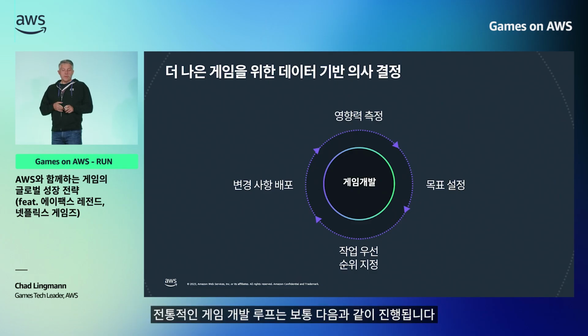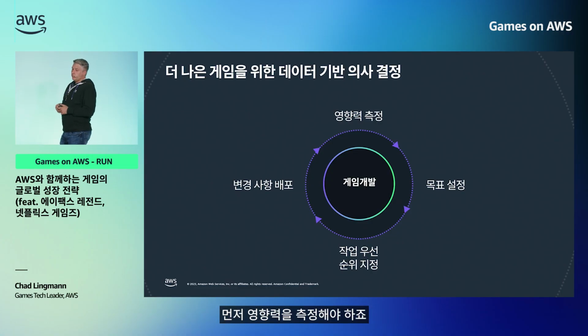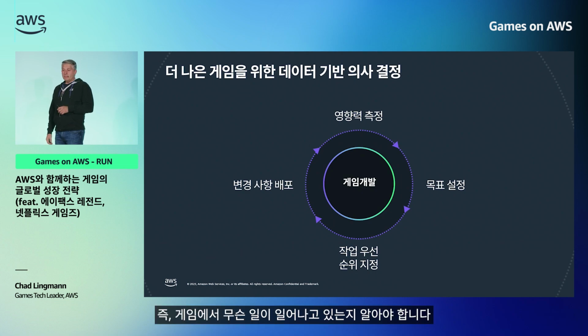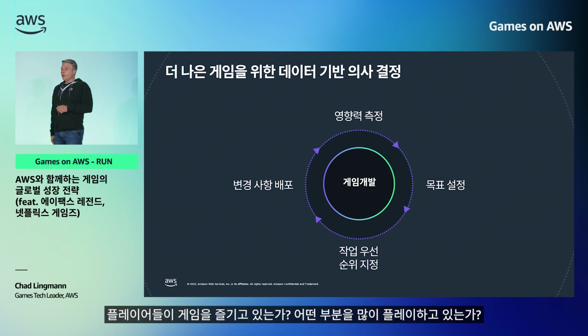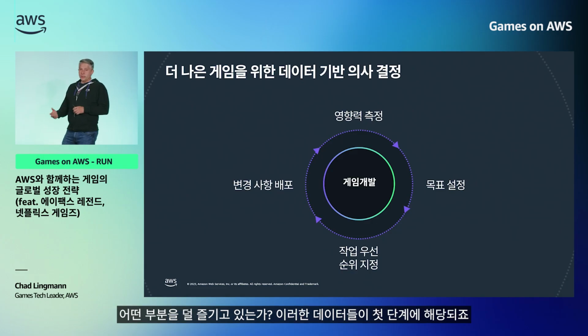A traditional game development loop may look something like this. First, we want to measure impact, right? The first step is to know what's happening in the game. Are players enjoying it? What are they doing a lot of? What are they not enjoying or doing, for example, could be part of that data.